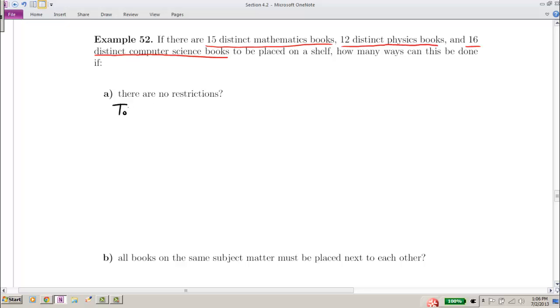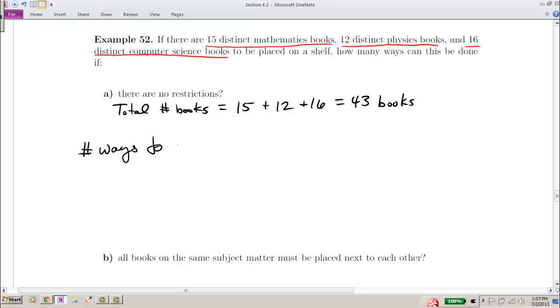And so our total number of books would be, here's my 15 math books, my 12 physics books, 16 computer science books. This all adds up to 43 books. And so basically in part A, I just want to say, how many ways can I place 43 books on a shelf? How many different orderings? And so this will be given by the factorial, just 43 factorial.